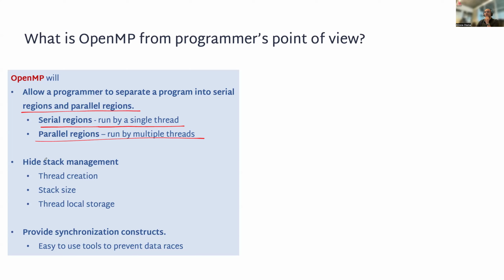OpenMP also hides the stack management, which means that as a programmer, you don't see the complexities of thread creation, stack size, thread local storage, and everything else. It is done by the OpenMP runtime behind the scenes, so you don't need to worry about these complications. It also provides some synchronization constructs to avoid data races. It does not avoid data races by default, but it gives you some good tools to prevent them.